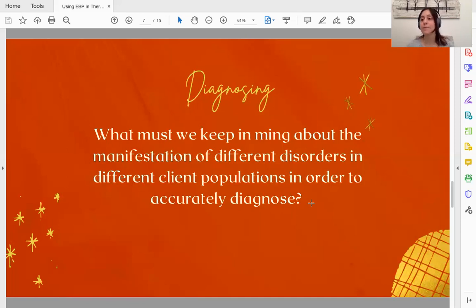Next is diagnosing. In the previous lecture, I mentioned that different disorders may manifest differently in different people. If you're unaware of this, you may misdiagnose and fail to understand what the client is really experiencing. For example, we'll learn later about research that shows that children with PTSD tend to show less avoidance symptoms and more behavioral symptoms, which is consistent with what we see in Miguel and his aggression. If you didn't know this, you might misdiagnose him with a behavioral disorder rather than a trauma-related disorder.